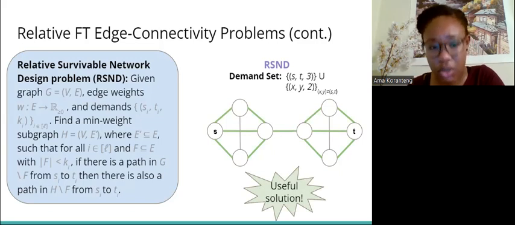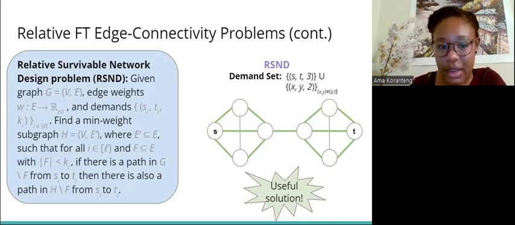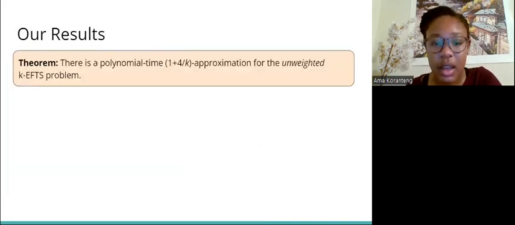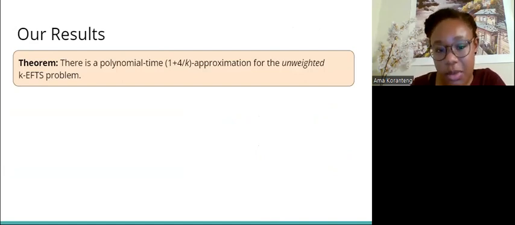And I want to stress that these are new problems. These definitions feel pretty natural, but despite that, at least to the best of our knowledge, these problems haven't been studied before. And now we have our results. So we've defined some new problems and we came up with some results for them.